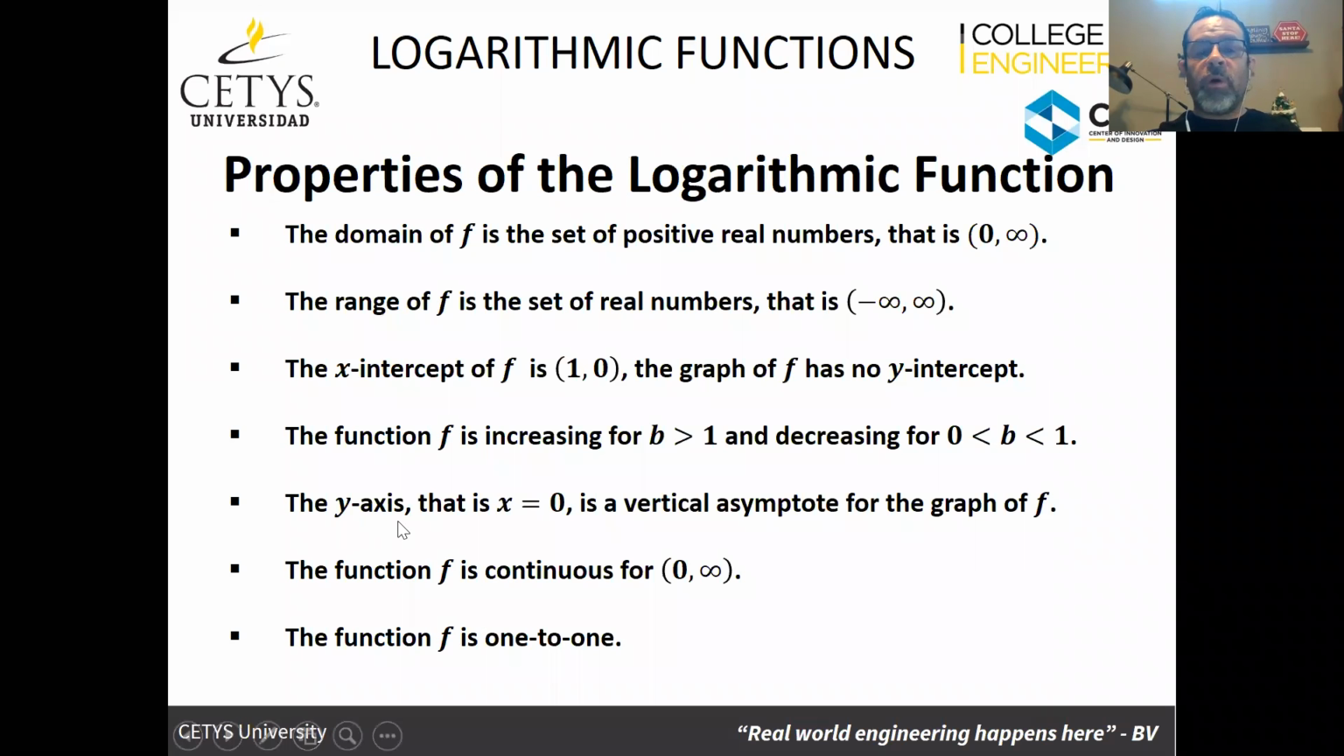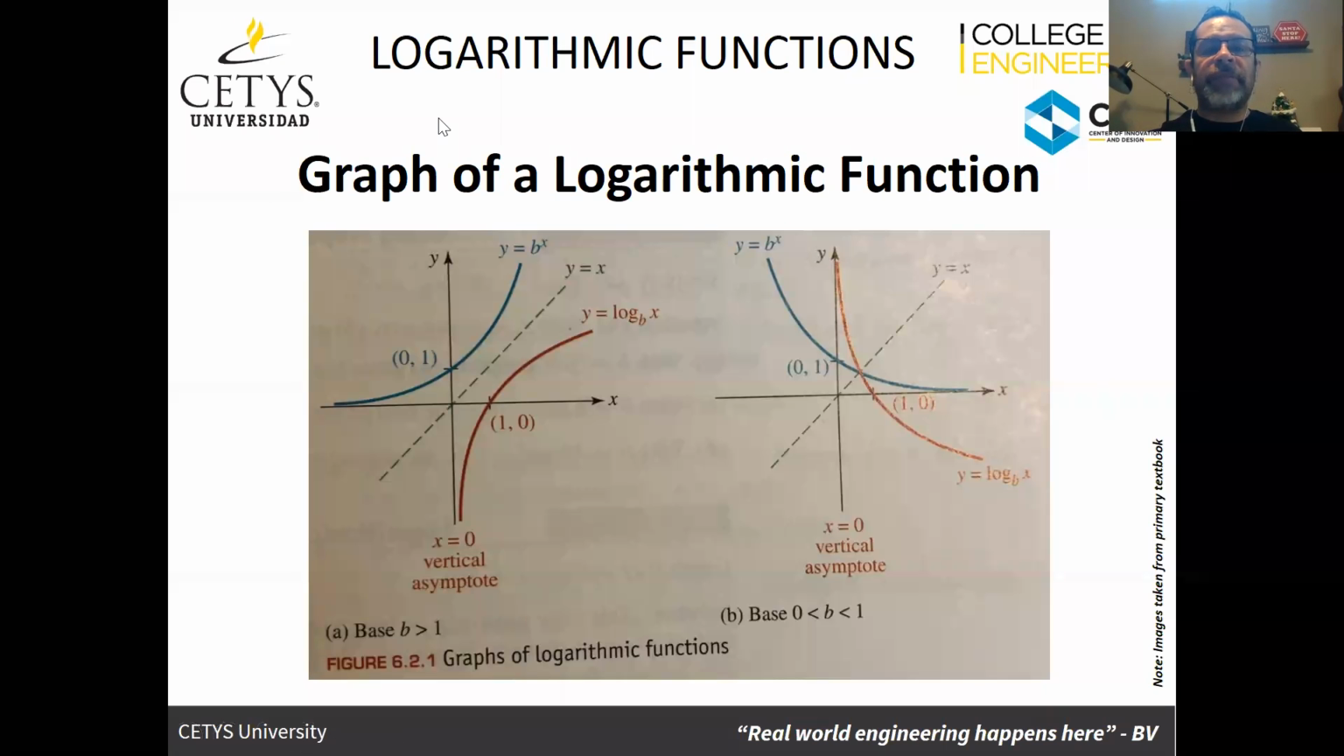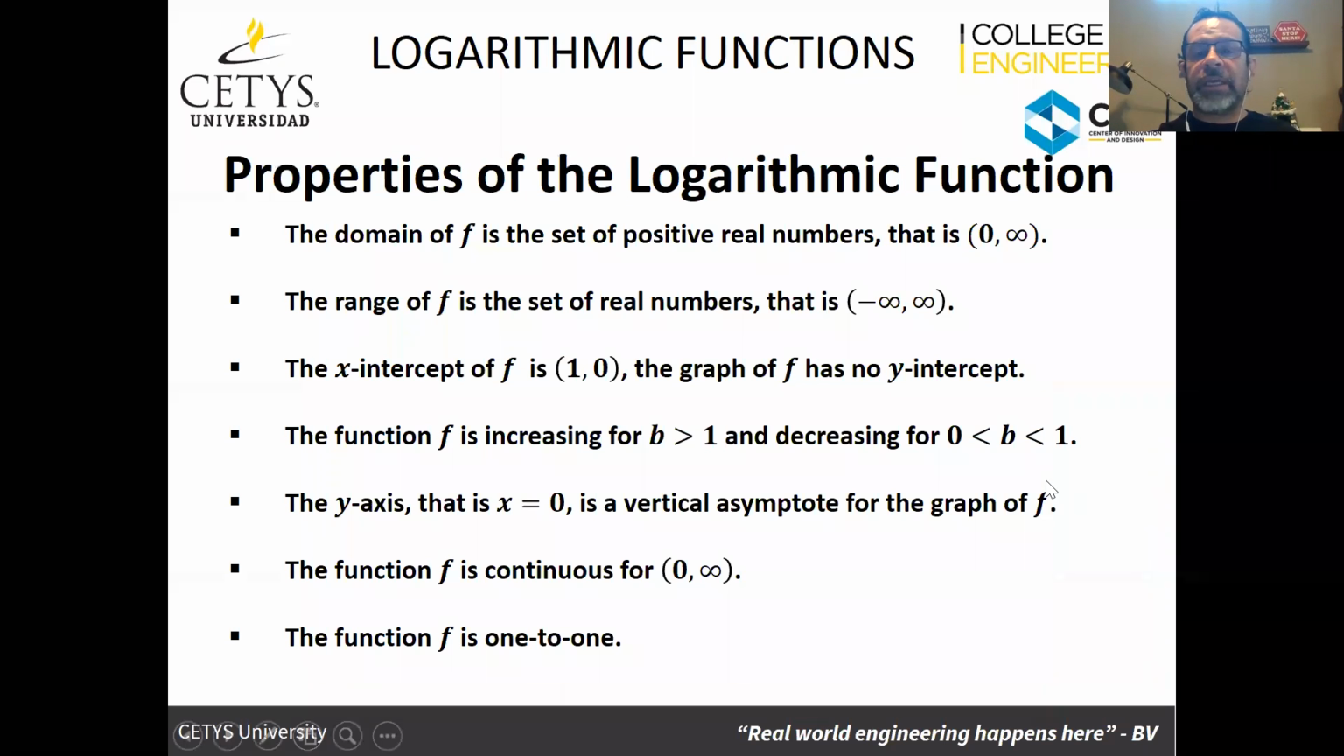The y-axis is going to be the vertical asymptote. So we're going to notice here that the y-axis now is going to be an asymptote, meaning it's never going to cross the y-axis. It's going to get close to the y-axis, but it's never going to cross it. So it's going to be a vertical asymptote. It's going to be continuous from 0 to infinity.